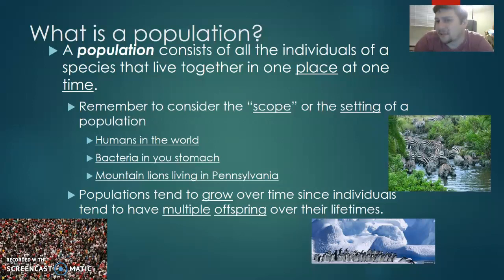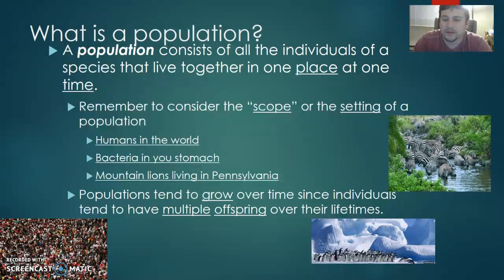Humans in the world, that's 7 billion plus at this point, whereas the population of Penn Manor High School is a little under 2,000. In addition, depending on what species you're talking about, you can see a very different amount of them living in a small spot. For instance, bacteria in your stomach will number in the thousands and millions because of how many bacteria actually live inside of our bodies. Whereas mountain lions in Pennsylvania might be a few thousand.